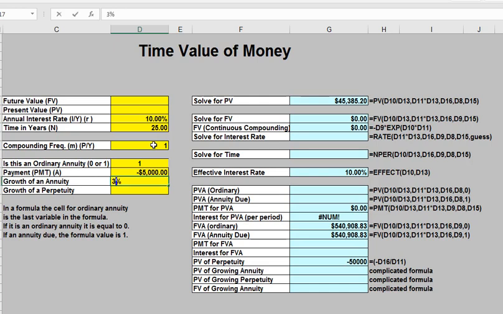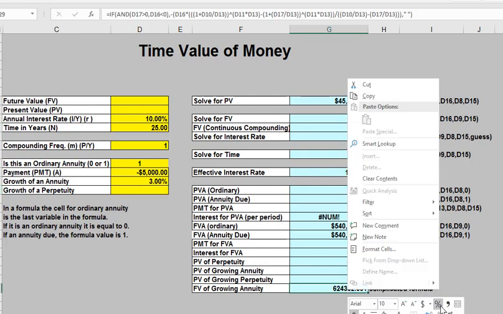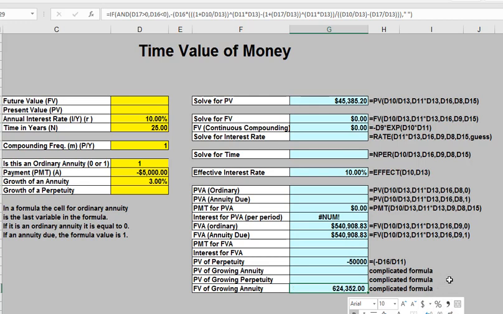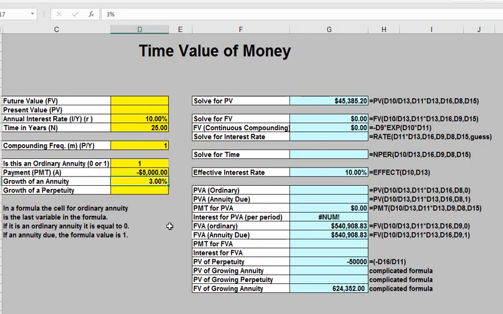So if you type in a 3%, what you'll find out is that if you invest $5,000 and increase that amount by 3% per year, you will essentially have $624,000 at the end of 25 years instead of 540. Again, the point here is you're investing more, so you know it's going to grow more, but we have put in some specific amount for our growth.